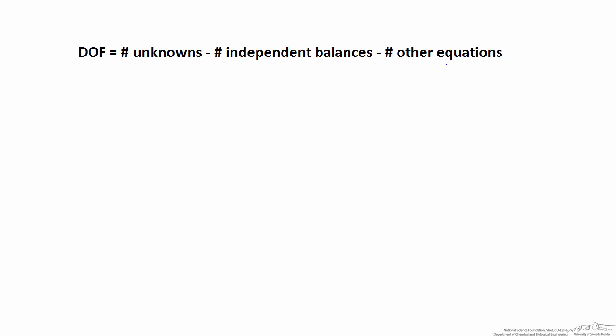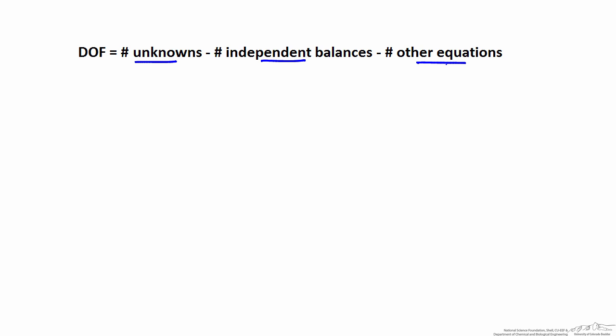We can calculate the degrees of freedom by calculating the number of unknowns for a particular system and subtracting the number of independent balances that we can write, whether it's mass or energy, and then also subtracting the other equations that we can write that relate those unknowns.